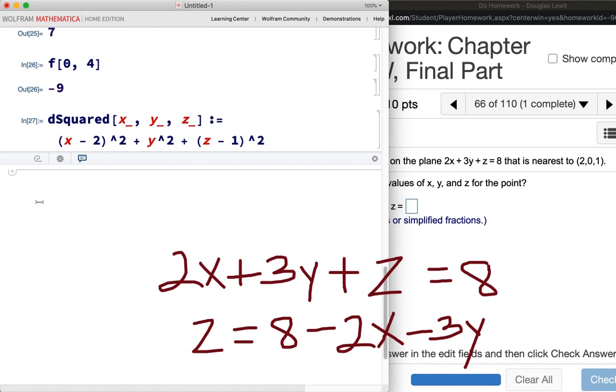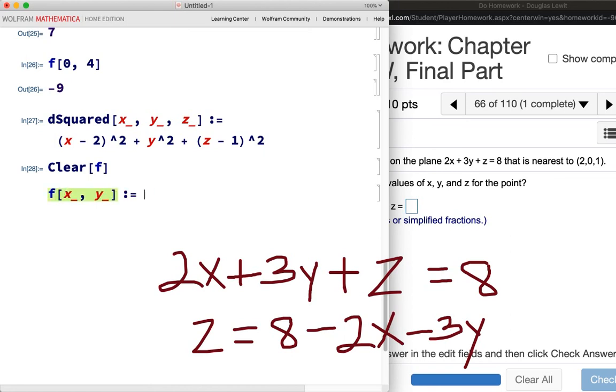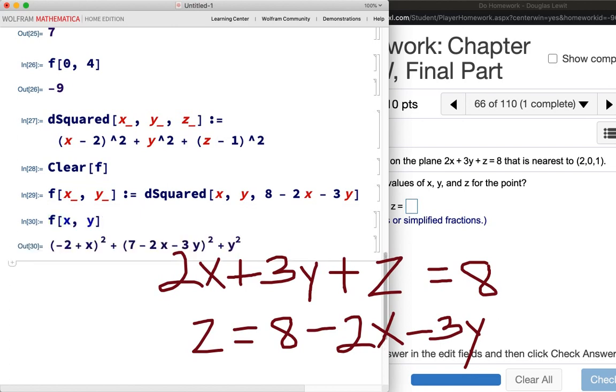Okay, so we can define a new function. Let's just call it f. I'm going to erase the definition of the old f. F of x and y is equal to d squared of x and y, where now z is going to be a function of x and y: 8 minus 2 times x minus 3 times y. So this is what f of x and y looks like.